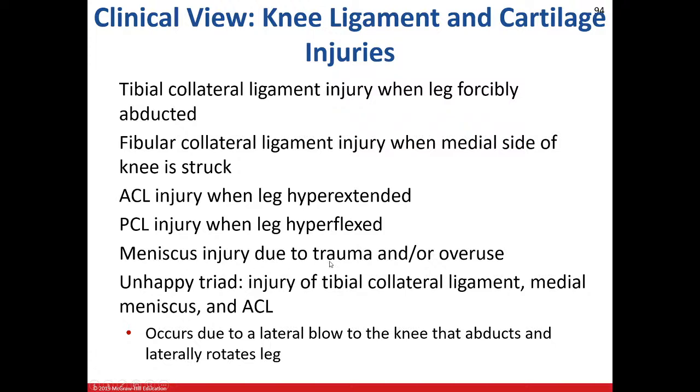Meniscus injury occurs due to trauma and or overuse, or with age they do break down over time and may need to be replaced or injected or any number of other treatments. The unhappy triad is an injury of the tibial collateral ligament, the medial meniscus, and the ACL, and it occurs due to a lateral blow to the knee that abducts and laterally rotates the leg.